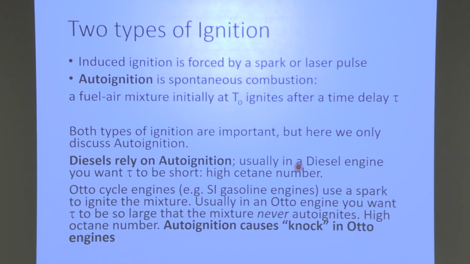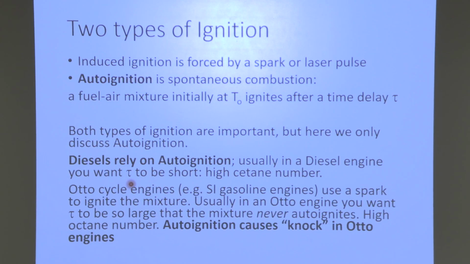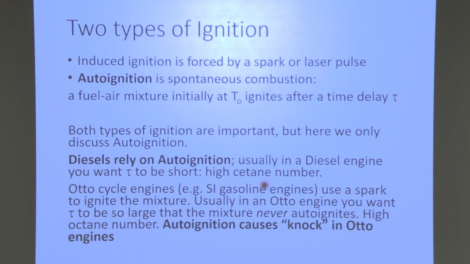And we want the ignition delay to be very short in a diesel engine. So we want it to have what's called a high cetane number, so it's very easy to ignite. That tends to make the engine run better. On the other hand, gasoline engines, spark ignition engines running Otto cycles, use a spark. And if you're using a spark, you don't want it to ignite at some different time. You only want it to ignite when you put the spark in. So if it ignites at the wrong time, for example, before the spark, then you have a problem. And that's called knock when it happens in an Otto engine.